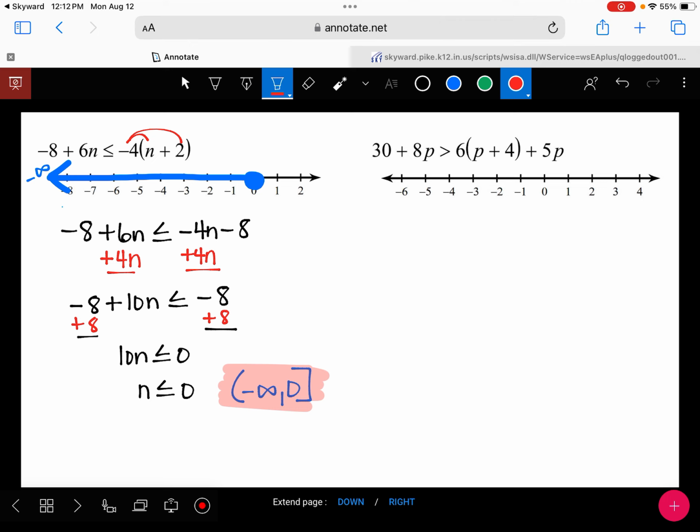All right, last one. Go ahead and finish that out if you haven't already. So homework 3 is just solving inequalities and writing an interval notation.